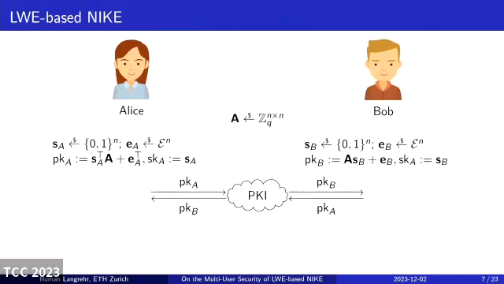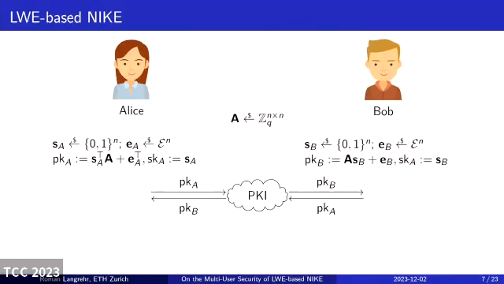You notice there's a slight difference between how Alice and Bob generate their public keys. To get a full-fledged NIKE where every pair of users can compute their shared key, every user, in fact, has to generate an Alice-type and a Bob-type public key.